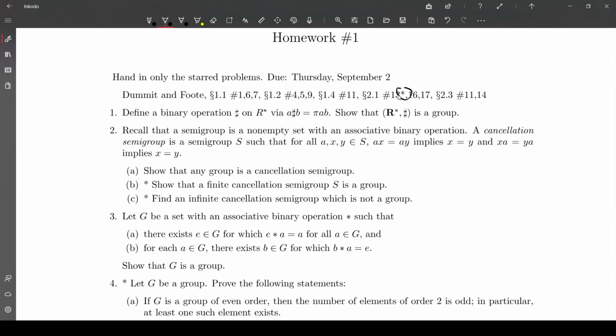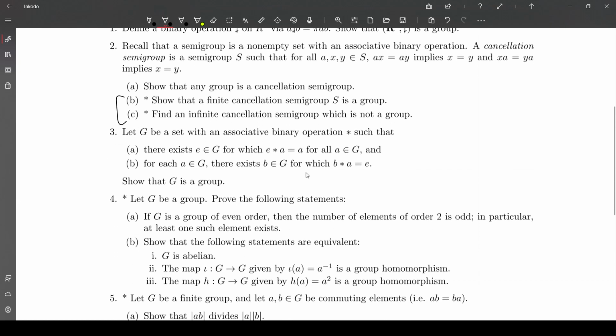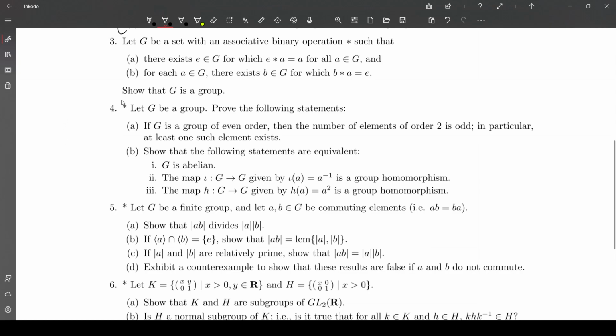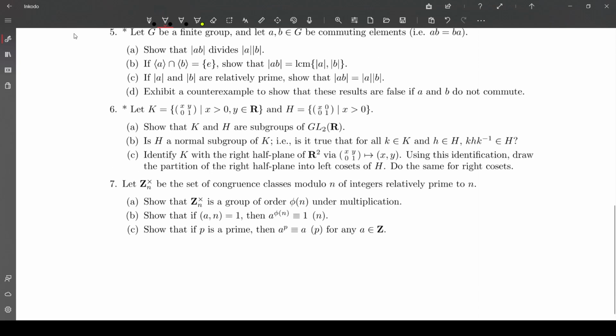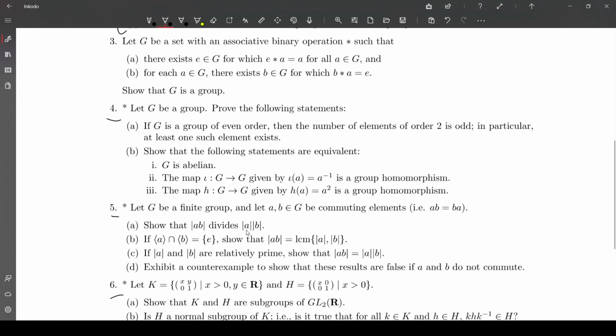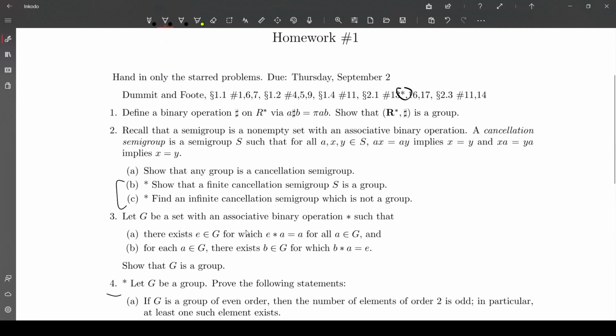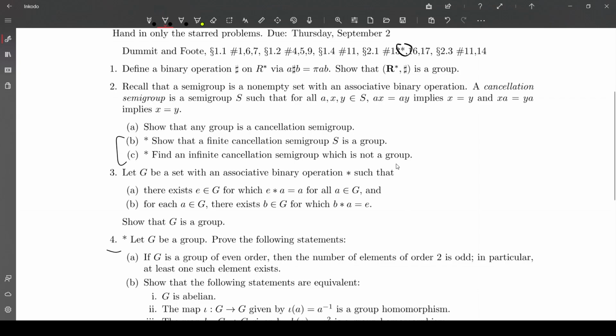So there's this one that was starred. I'm not going to show that one because I don't have the book pulled up. There's these 2 that were starred, and then 4, 5, and 6. So it was only kind of a 5 problem homework. I'm not gonna give full proofs because there's 2 other homework assignments, but I'm just gonna walk through this.